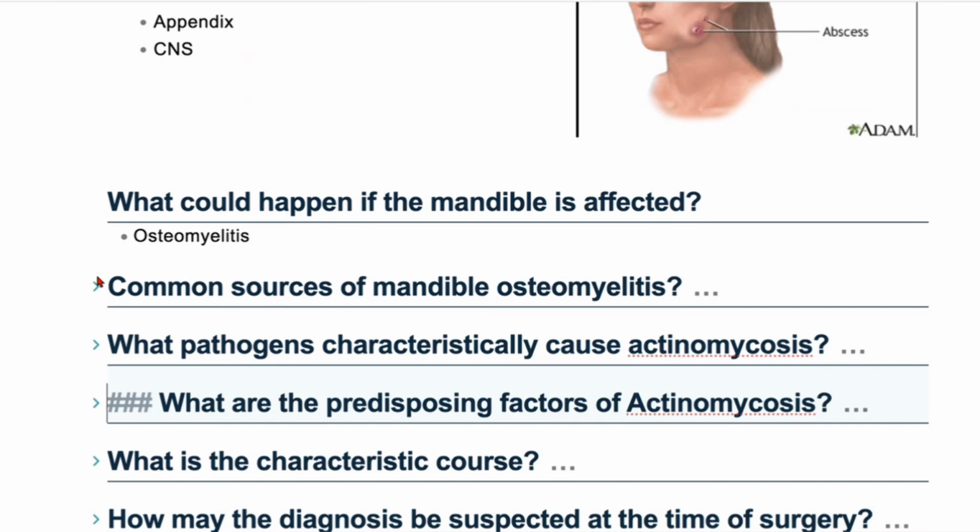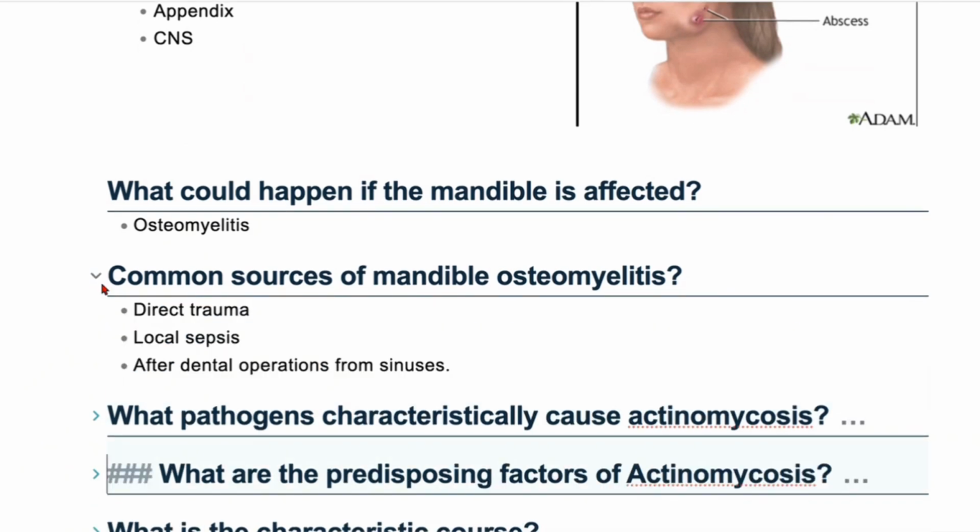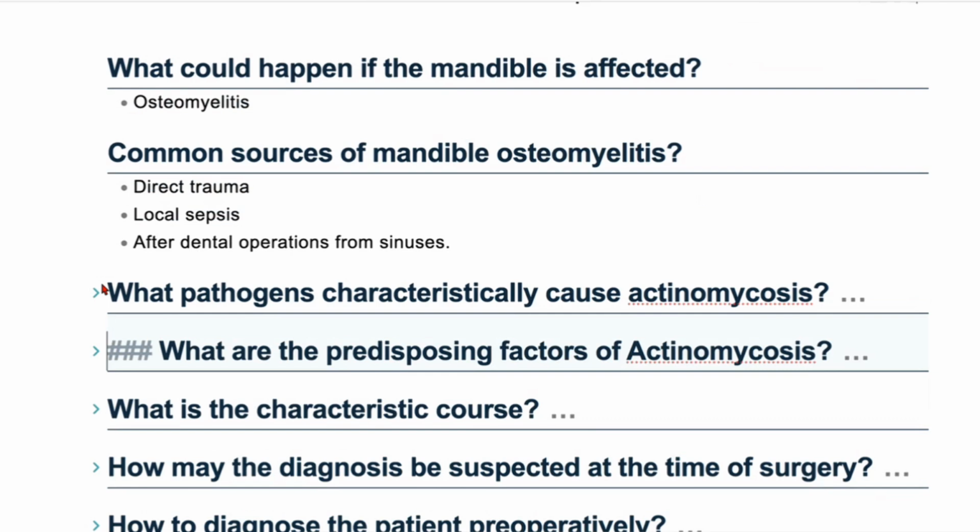The common sources would be after dental procedures, sepsis, and direct trauma, and also the use of bisphosphonate therapy might put the patient at risk of myelitis. Very good. What pathogens characteristically cause actinomycosis?